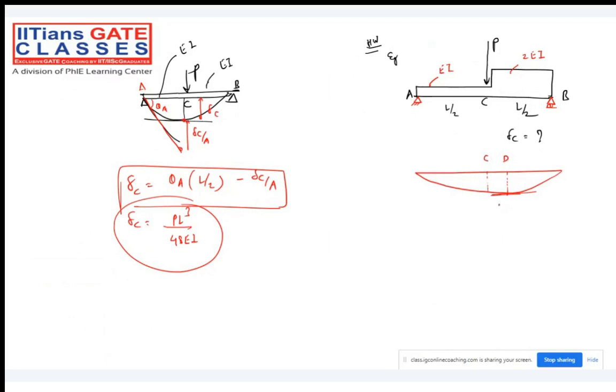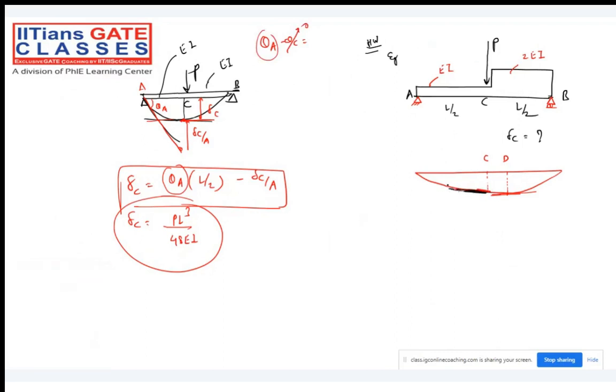If you know the zero slope location, then it is very comfortable to solve, because we can very easily find theta A. We need to find theta A. How can we find theta A minus theta C? Area of the M by EI diagram between A and C. If theta C is 0, theta A can be found. But the moment we don't know the theta C value, here theta C is not equal to 0, once we have that particular value, everything is gone.